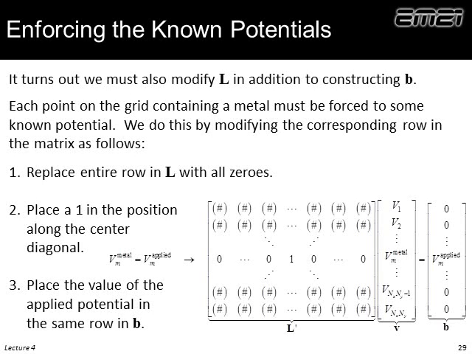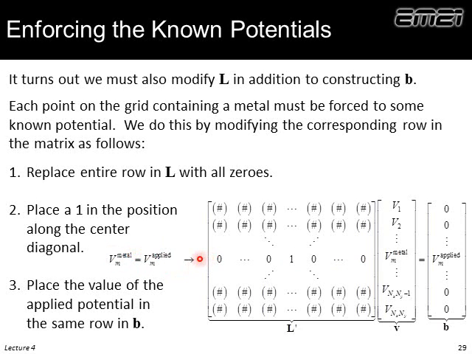We'll call that B. We also have to modify L. So what we want to do, really, suppose there's a point on the grid that is a metal. If it's a metal, then we have to force it to some potential that we need to know ahead of time. So let's say it's at point M on the grid. Where there's metal, we want to set it to some applied voltage. So we want this row through our matrix equation to represent this simple equation to force this point on the grid to some applied voltage.